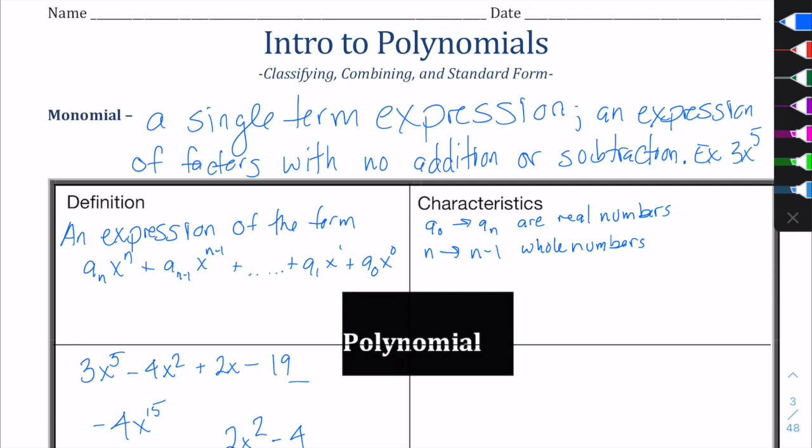So let's look at some non-examples to see what would be wrong. Okay, 3x to the negative 5. Nope, can't do that. Other things we can't do would be like 2x squared plus 1 over x. That 1 over x is a problem. We can't have x on the bottom because that's really like a negative exponent. We also can't have 4x to the 3/2 plus 2. Can't have fractional exponents. So all of those would be problems.